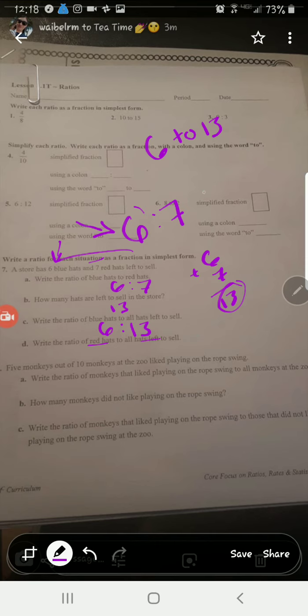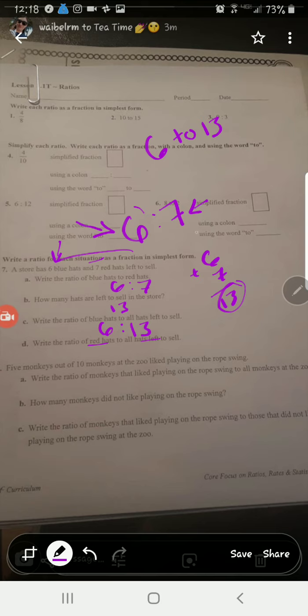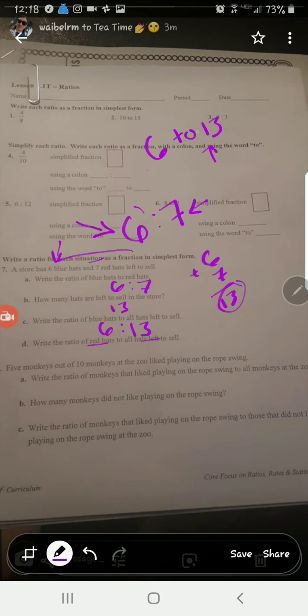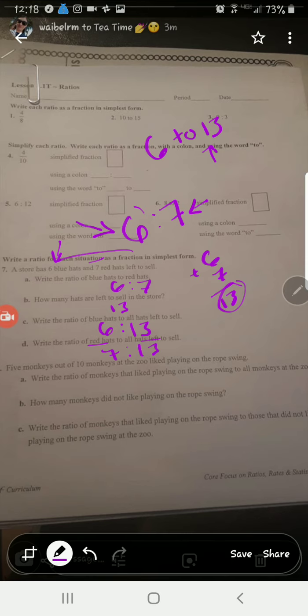Then write the ratio of red hats to all the hats left to sell. We do the exact same thing. What are the red hats? 7, right? And then what are the total hats? 13. We can do the exact same thing. 7 to 13. And then you can probably do the rest.